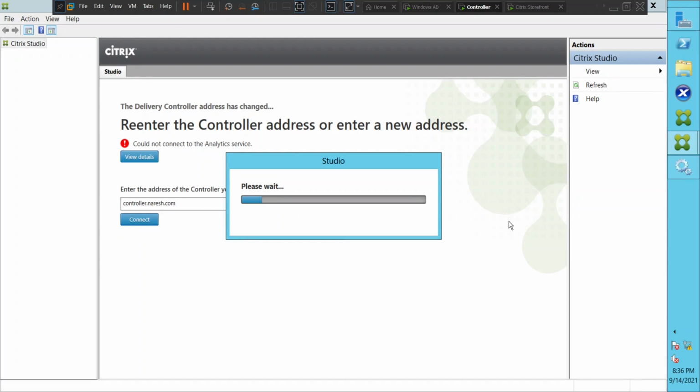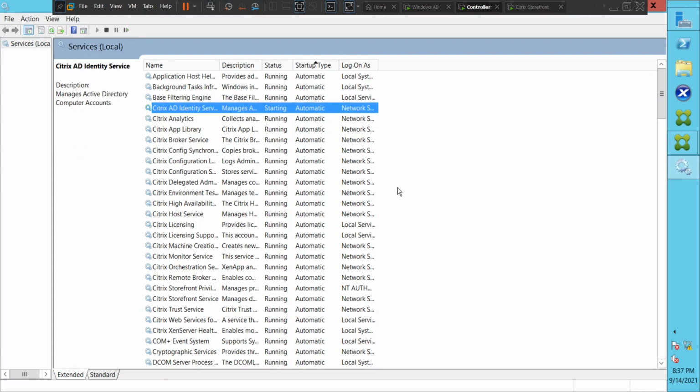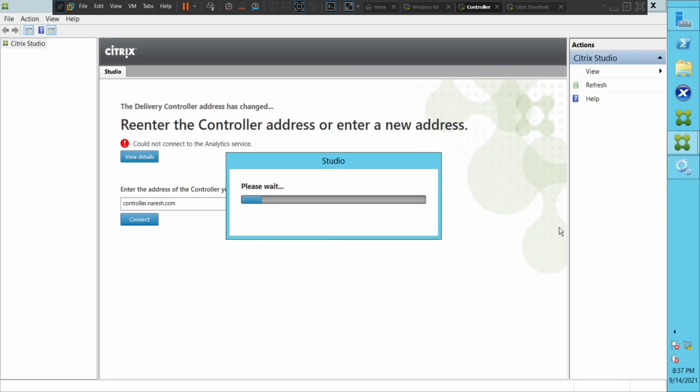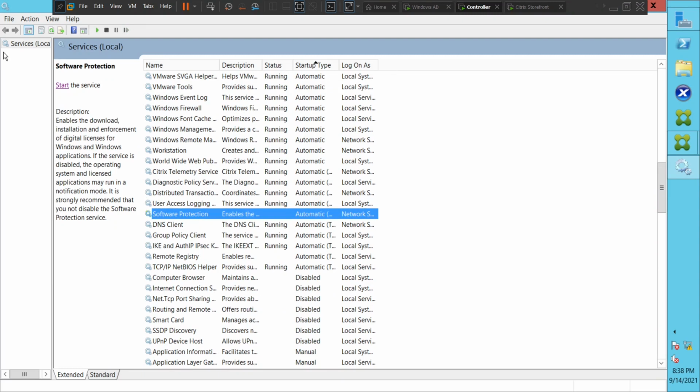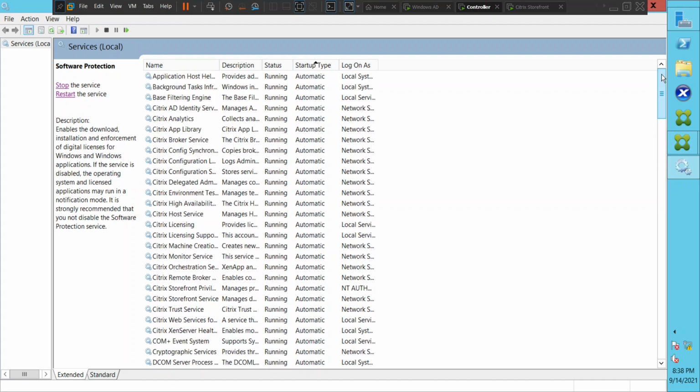Okay, it's trying to load. Okay, this is taking a while. Let's try to start all automatic. Looks good.